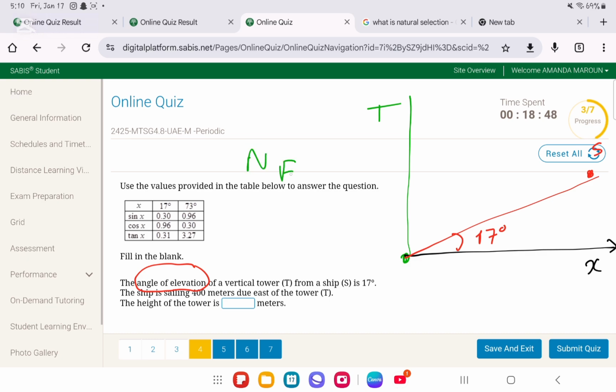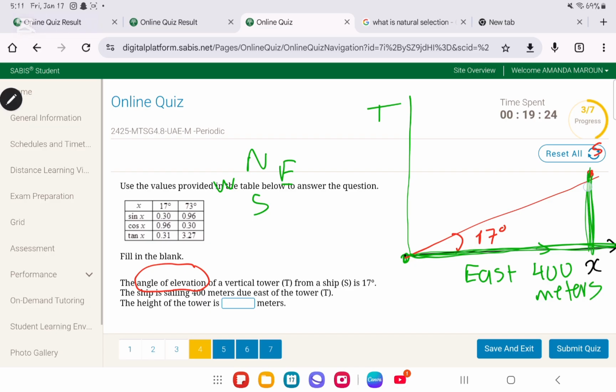Remember, never eat shredded wheat. So east is where? Towards the right. So this is the direction of east. Okay, so we are gonna take all of this as the direction of east, which is what? 400 meters. Now, we can make a triangle out of this, okay? What about this triangle? They need us to find what? The height of the tower.